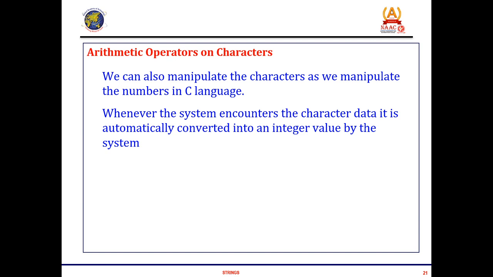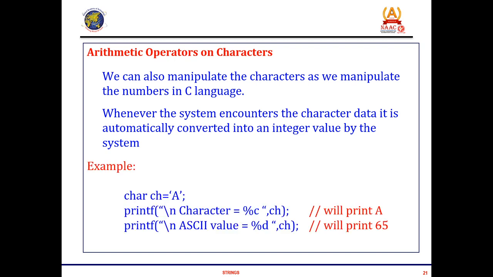Now coming to the arithmetic operators on characters, we can also manipulate characters as we manipulate numbers in C language. Whenever the system encounters character data, it is automatically converted into an integer value by the system. Right? So far we have done arithmetic operations on numbers. Let us see how addition and subtraction can be carried out on characters. Let us have an example.